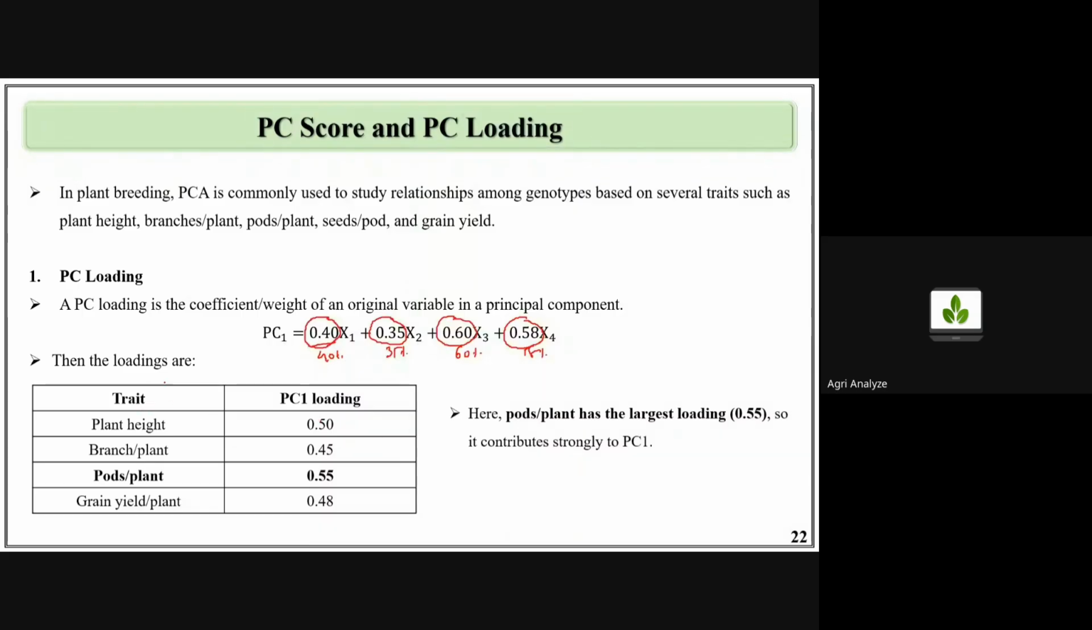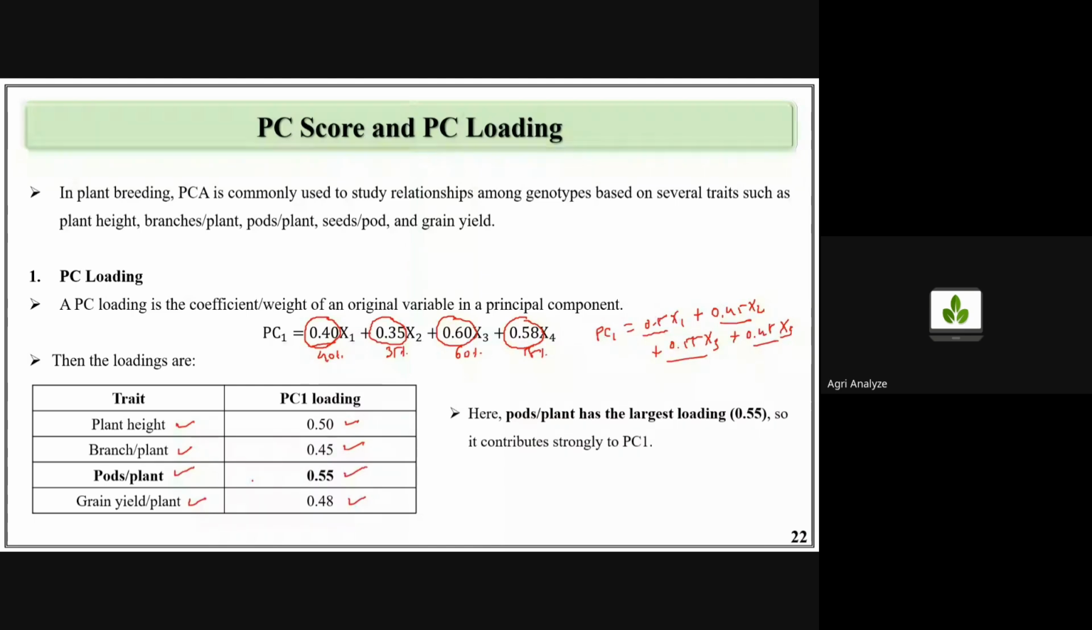Okay. Now, a real example: if we have 4 variables, plant height, branches per plant, pods per plant, and grains per plant, and we find the PC loadings 0.50, 0.45, 0.55, and 0.48. So here PC1 is equal to 0.5 X1 plus 0.45 X2 plus 0.55 X3 plus 0.48 X4. Okay, so these are the coefficients of the variables in PC1.